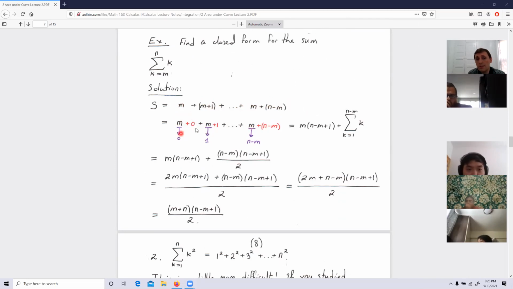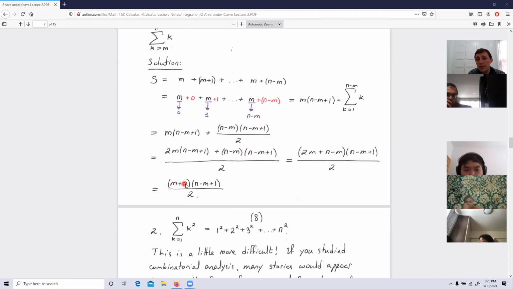So how many times am I adding m? M is added to itself n minus m plus 1 times. And here I have 1 plus n minus m. So that would be n minus m multiplied by the next number, n minus m plus 1 over 2. And when I combine it, I get m plus n times n minus m plus 1 over 2.